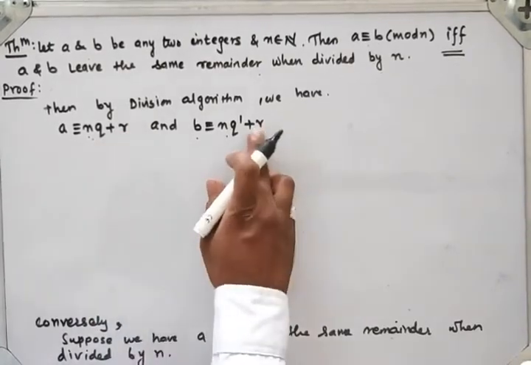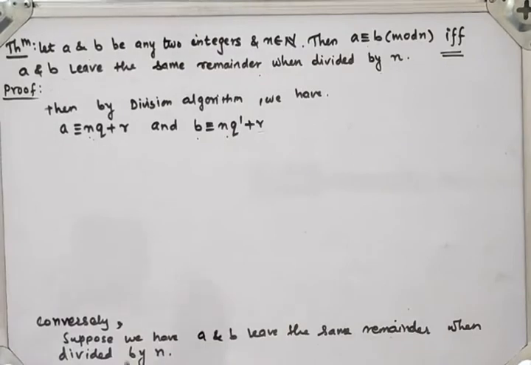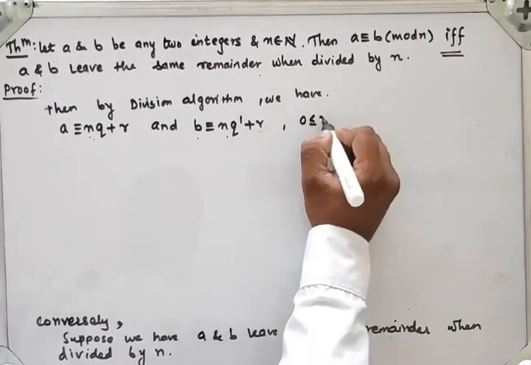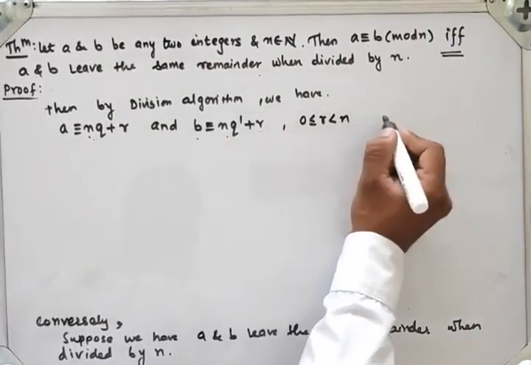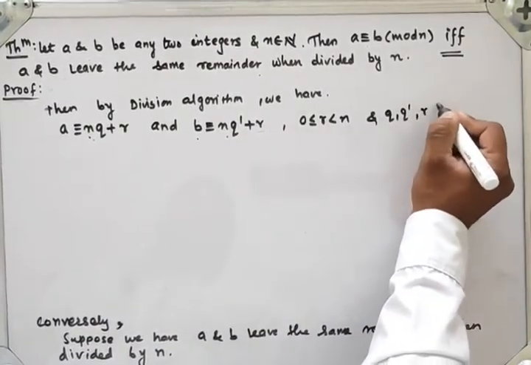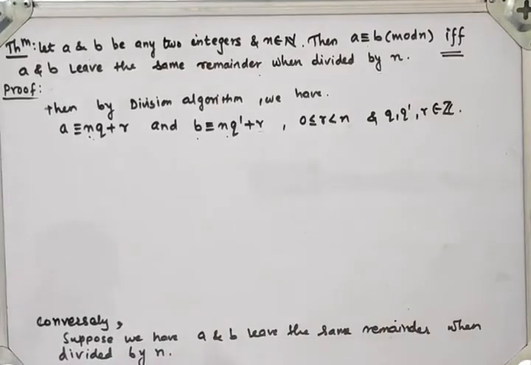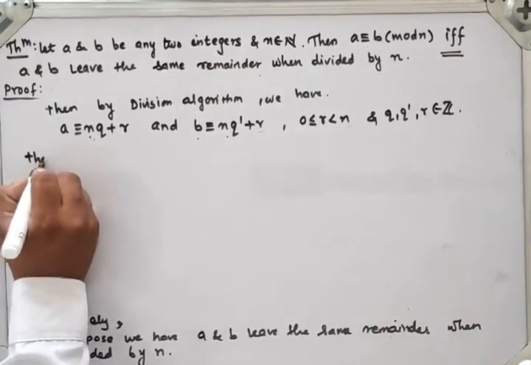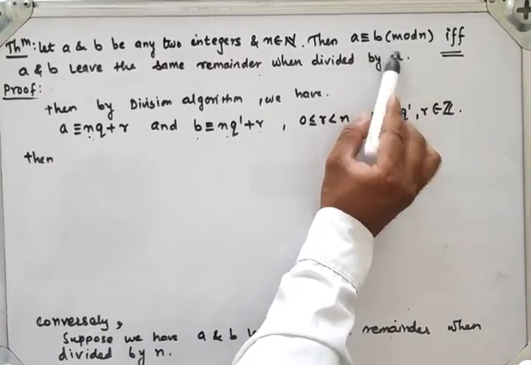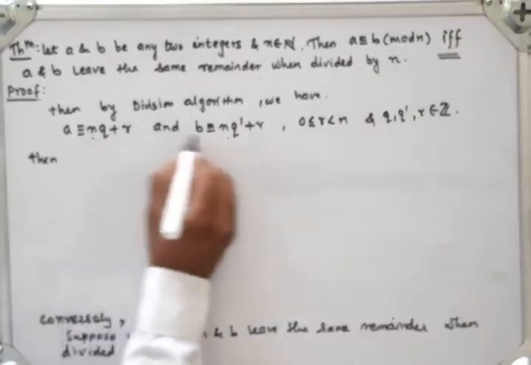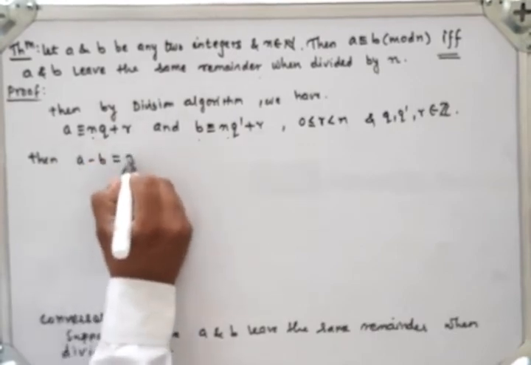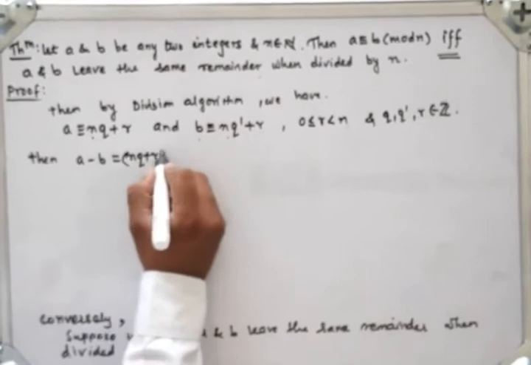Now to show that a is congruent to b modulo n, what is the condition on r here? In both, 0 ≤ r < n, and q' and r belong to the set of integers, right? Then what we have to show is that a is congruent to b modulo n, meaning n divides a − b, right? So I will take the subtraction of these two. What will we get? a − b is equal to nq + r minus (nq' + r).